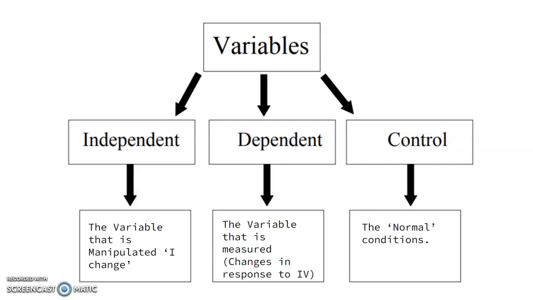And then the control is the normal conditions. So the normal conditions of your experiment. And what I mean by that, let's say, for example, you are measuring plant growth, and you're going to measure how different amounts of water affect plant growth. So you're going to vary how much water each plant gets, which would be your independent variable. Then you would measure the dependent variable, which would be the plant growth itself, because that's what you're trying to figure out. And then your control would be a plant that gets a normal amount of water under normal conditions.